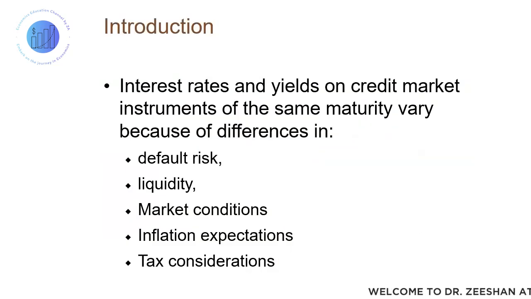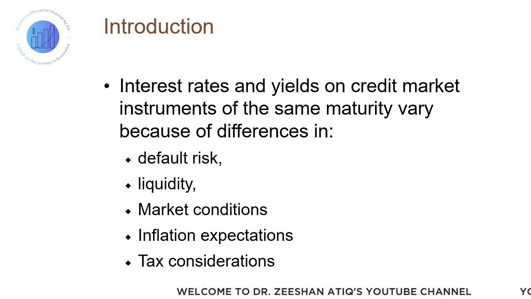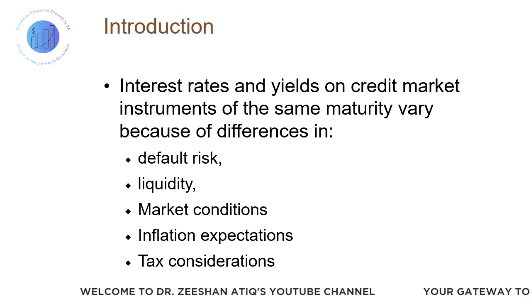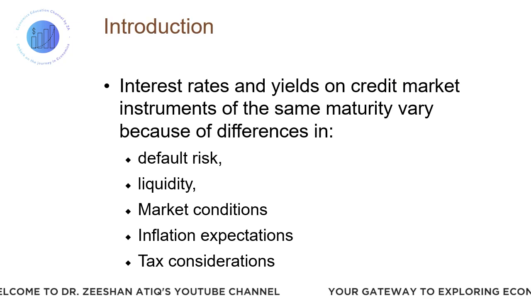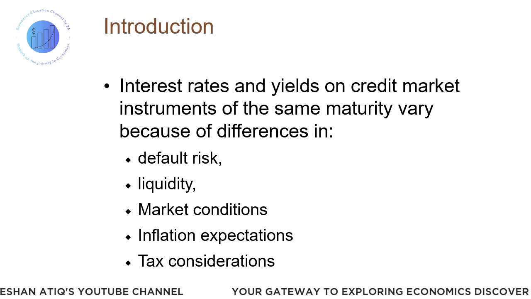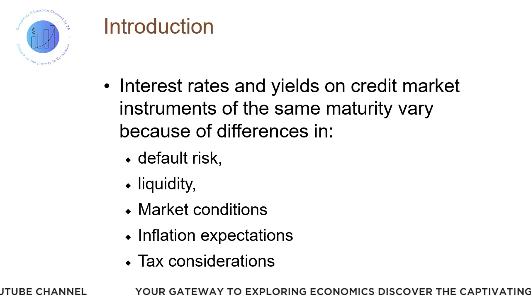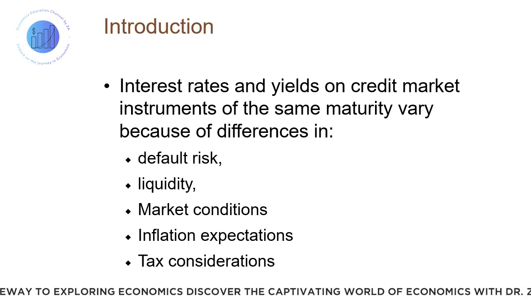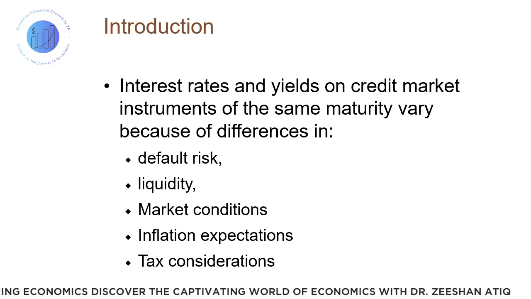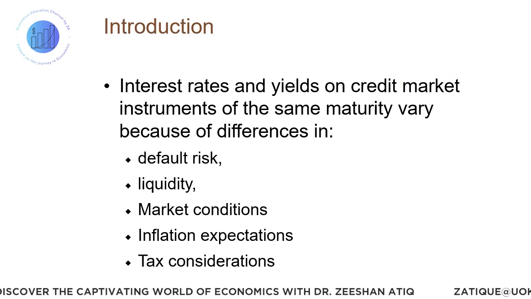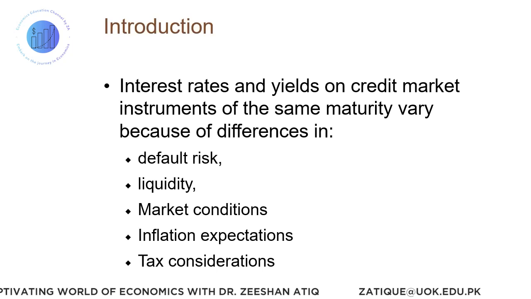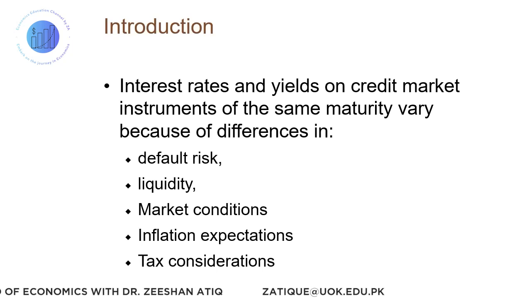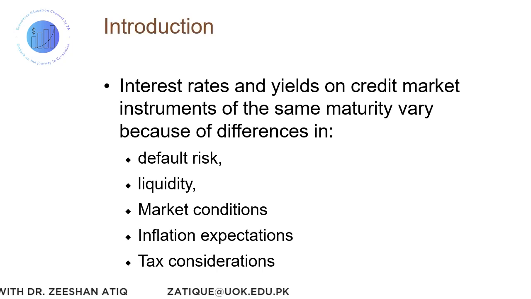The interest rates and yields, meaning returns, on credit market instruments of the same maturity vary because of differences in many things. For example, if there are two bonds which are both going to mature in 1 year, the maturity period of both bonds is the same, but the return of both bonds will not be the same. Why? The reason is that both bonds have different dynamics in terms of default risk. For the party which is borrowing money from you, what is the probability of its default? Default means what are the chances that the party will not pay you back?